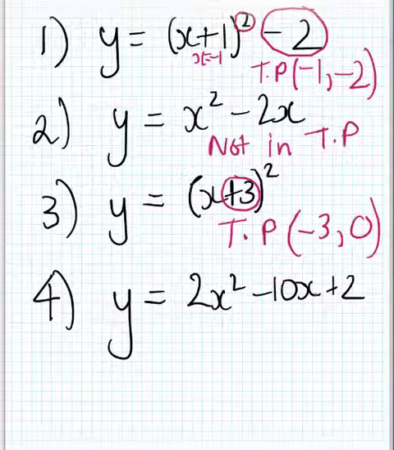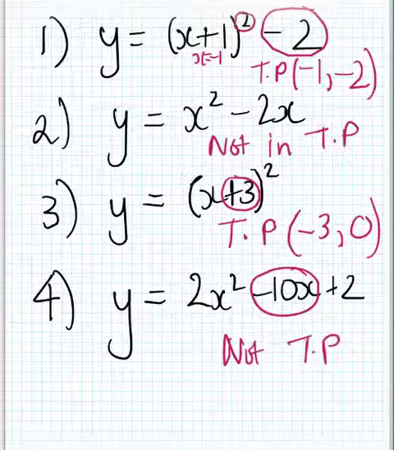Done. And our fourth one, is this in turning point form? Well, no. As soon as you see a trinomial, x squared and an x on its own +2, unfortunately, it's not in turning point form because of this x. So it's not in turning point form, and the method you have learnt so far is to complete the square to then make it into turning point form.